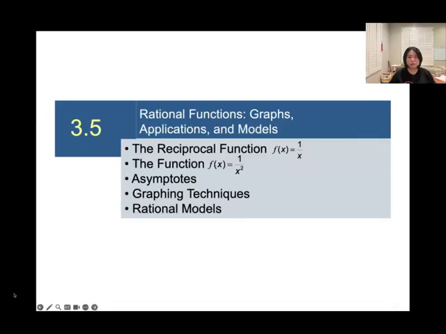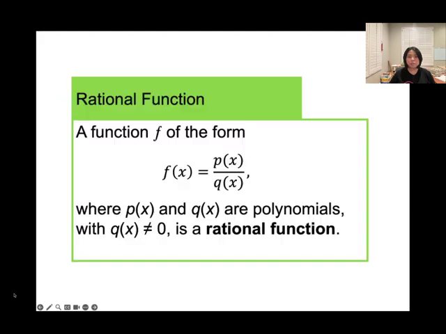Session 3.5 Rational Functions, Graphs, Applications, and Models. Rational function: a function f of the form f of x equals p of x over q of x, where p of x and q of x are polynomials, and q of x cannot be equal to 0. These are the rational functions.